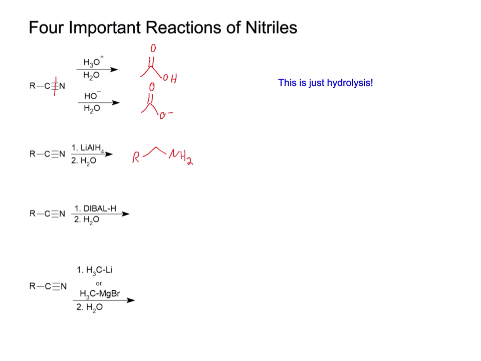We don't need to draw the hydrogens on the carbon, but on the nitrogen, we can show that those 2 hydrogens have been added. Because this is a carbon-nitrogen single bond, we will not do hydrolysis afterwards, because hydrolysis is only done when we have carbon-nitrogen triple bonds or carbon-nitrogen double bonds.